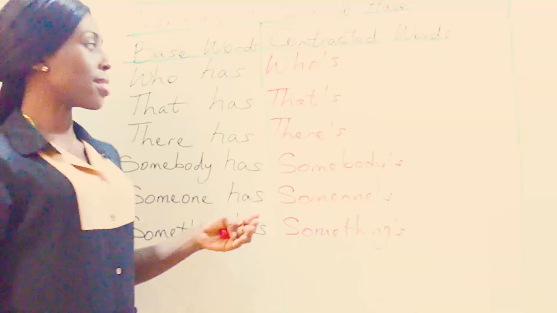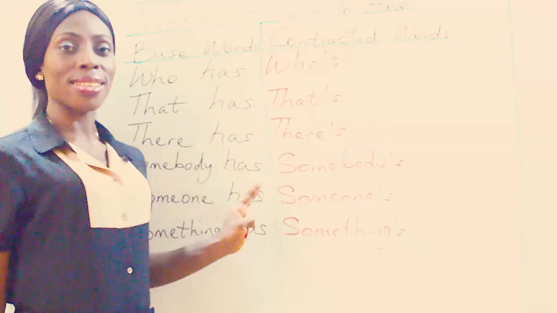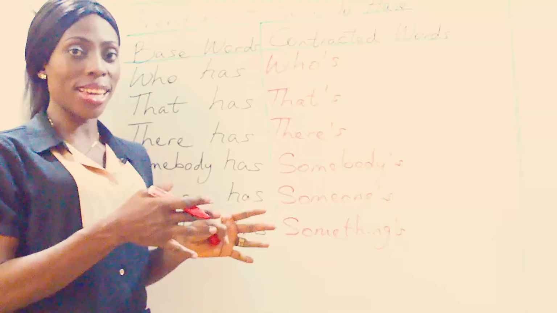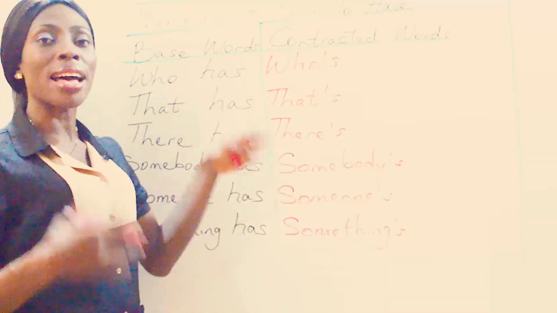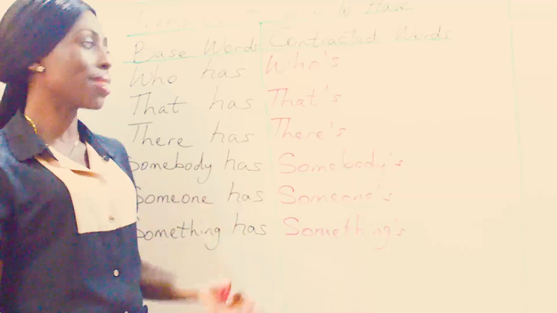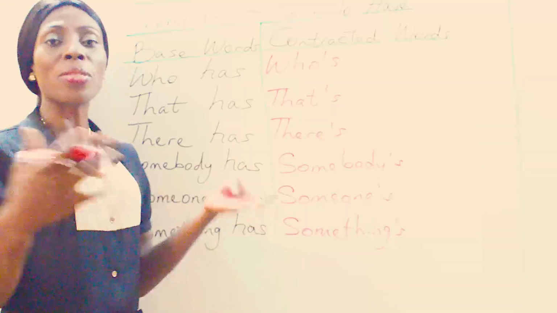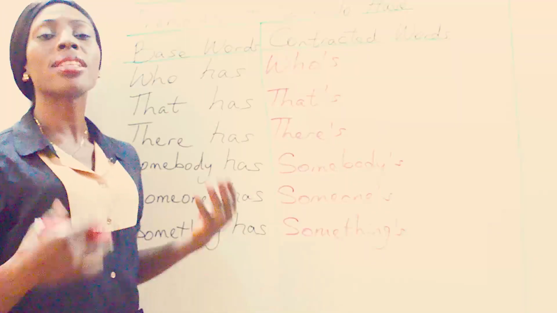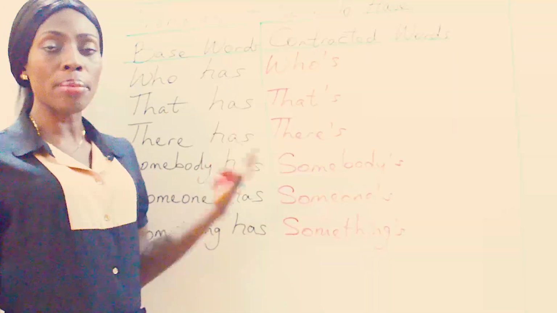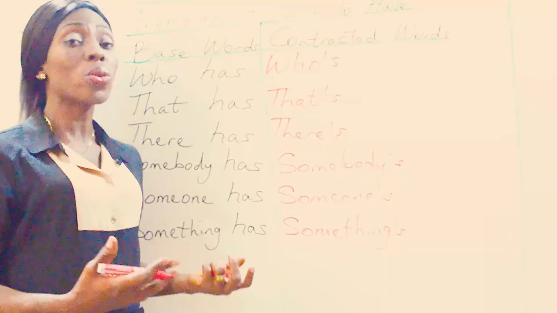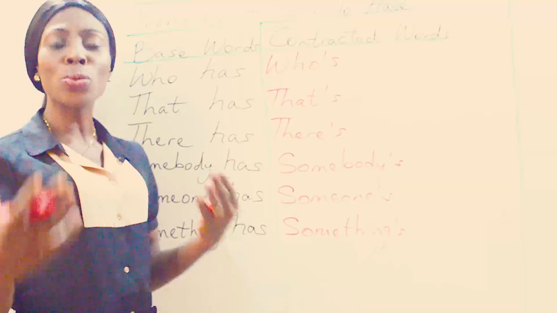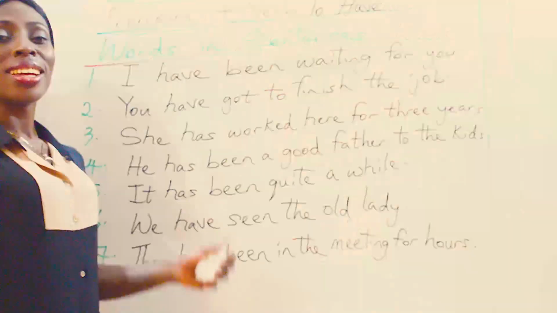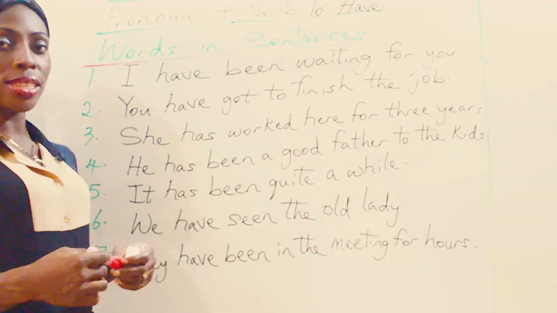So you find that has has the same contracted form as is. That's why you have who has having the same form as who is. There has the same form as there is, there's. Somebody has the same form as somebody is, somebody's. So the way you know the difference is when you use it in a sentence. So let's look at these words in sentences.